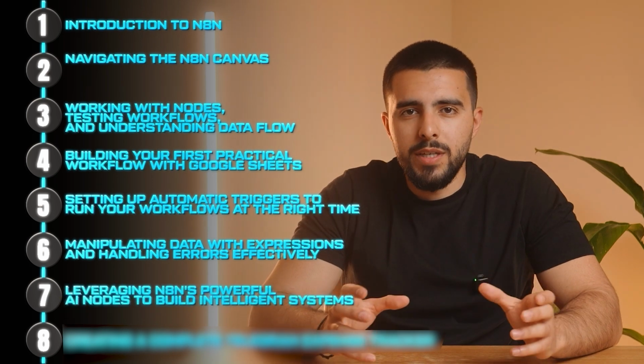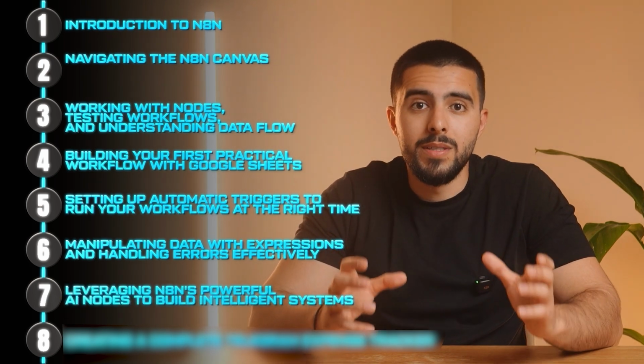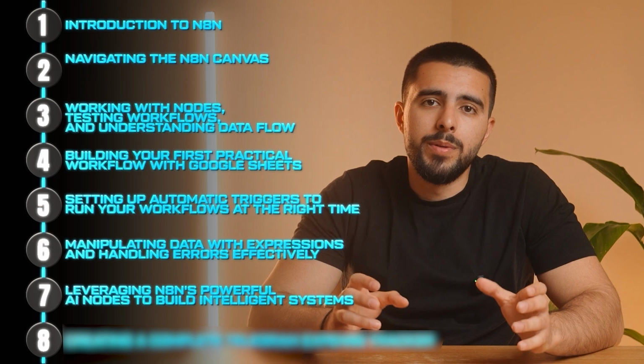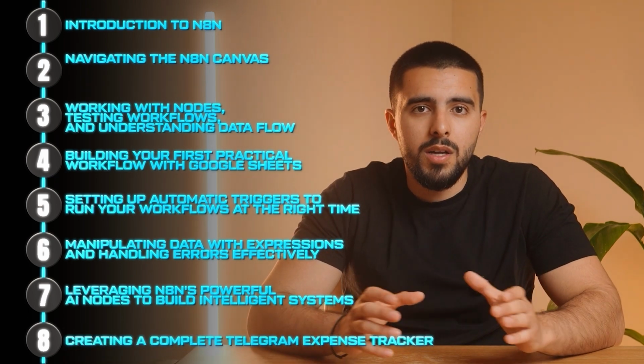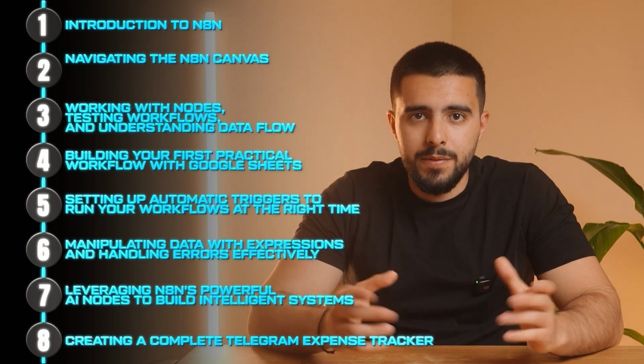We'll also be leveraging n8n's powerful AI nodes to build intelligent systems. And lastly, we'll be creating a complete Telegram expense tracker with AI categorization, currency conversion, and data storage. Now, what makes this tutorial special is that we'll apply everything you learned throughout these chapters to build a real-world project by the end. You'll see exactly how all these concepts come together in a practical, useful application.